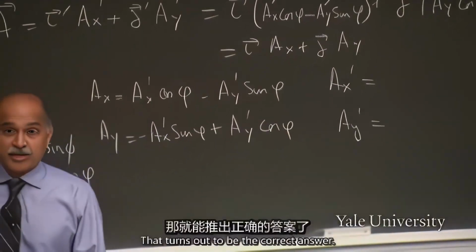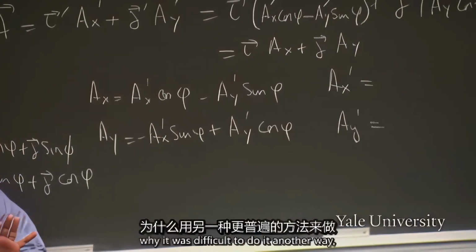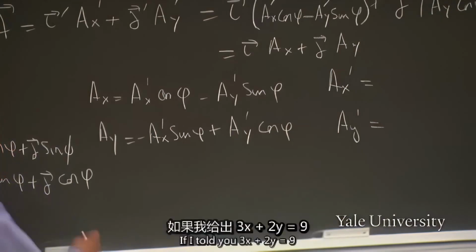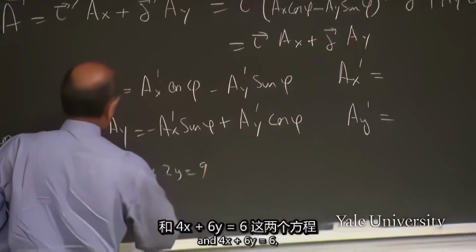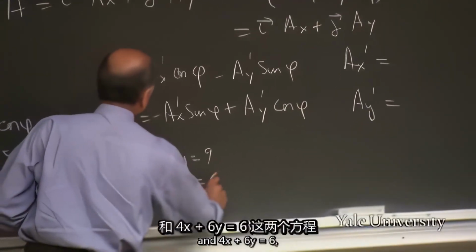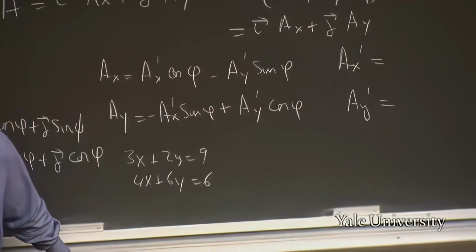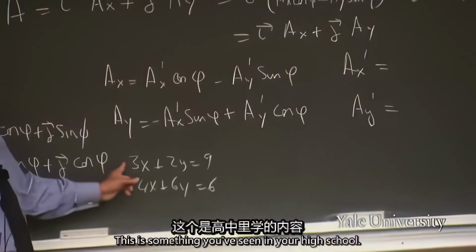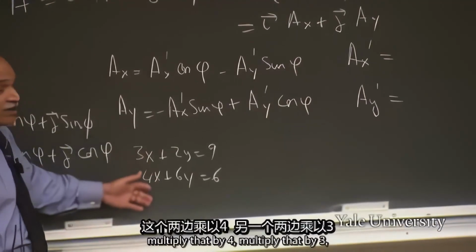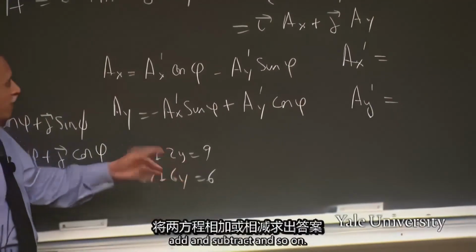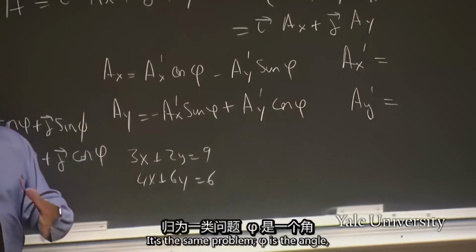Now that turns out to be the correct answer, but I want you guys to think about why it was difficult to do it another way, which is more pedestrian. I mean, if I told you 3x plus 2y is 9 and 4x plus 6y is 6, you certainly know how to solve for x and y, right? This is something you've seen in high school. You've got to juggle the two equations, multiply that by 4, multiply that by 3, add and subtract, and so on. Why is it when you saw this, you didn't realize it's the same problem? But it's the same problem.